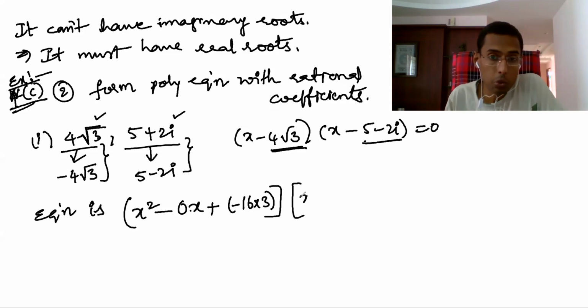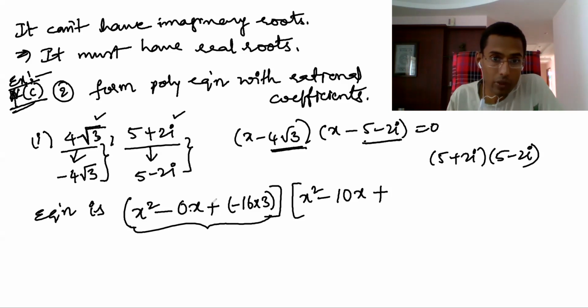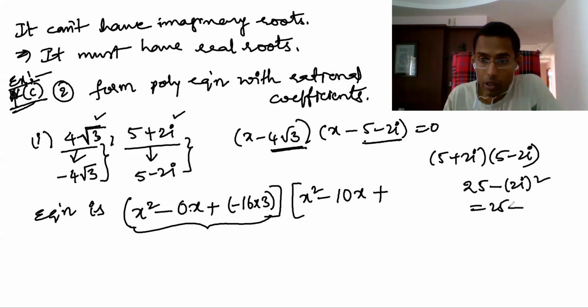Another equation is x square minus the sum of the roots, which here is 10, so 10x, plus the product of the roots. The product is 5 plus 2i into 5 minus 2i. With the first two roots I get one equation, and with the second two roots I form another equation. The product is 25 minus 4i square, and i square is minus 1, so it is 29. So this is equal to 0.